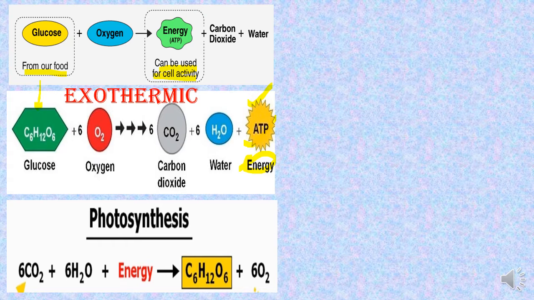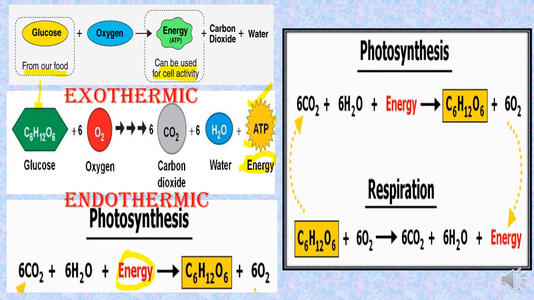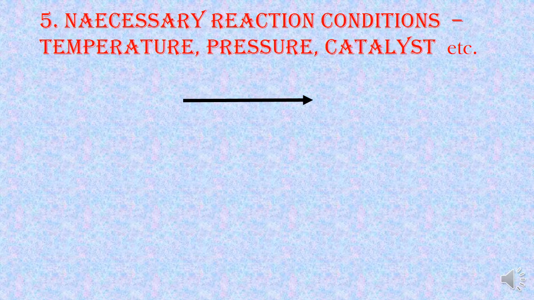Photosynthesis. Here, carbon dioxide reacts with water in the presence of energy to produce glucose and oxygen. Now, what kind of a reaction will it be? Yes, it is an endothermic reaction because energy is taken in from the surroundings. So from these two equations, we can conclude that these are opposite to each other. One is exothermic and another is endothermic in nature.